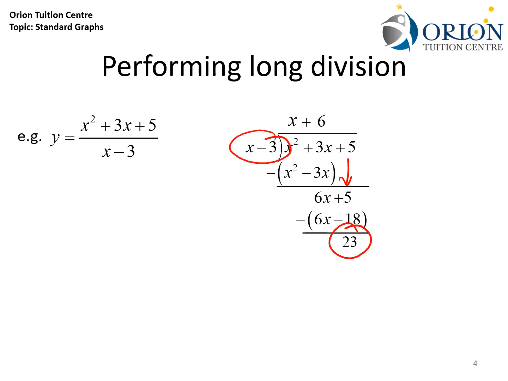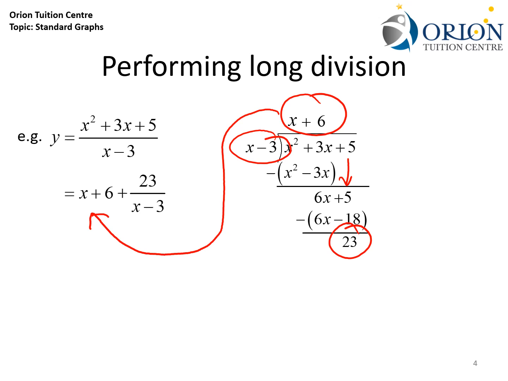And with this, we can write the simplified form of our rational function as x plus 6, where the quotient comes over here, plus 23 over x minus 3. 23 is the remainder, which goes as the numerator, and x minus 3 is the denominator.